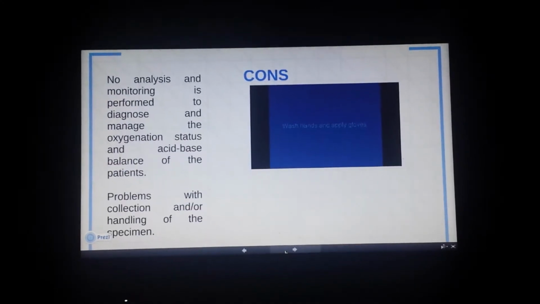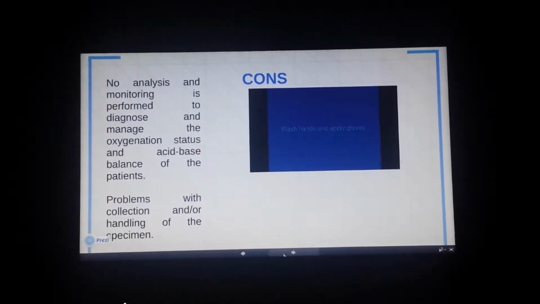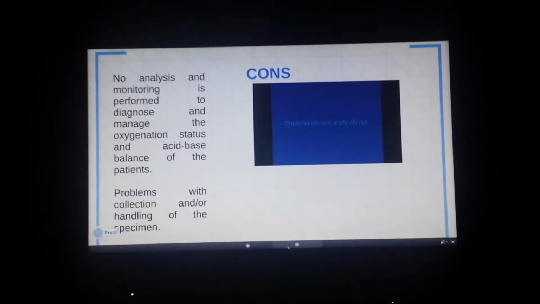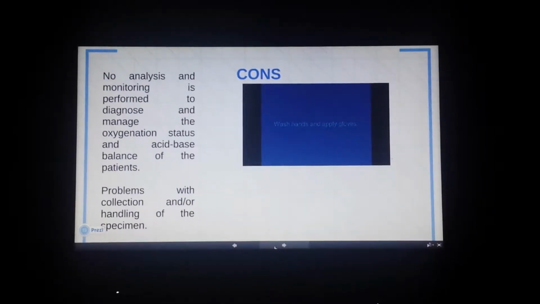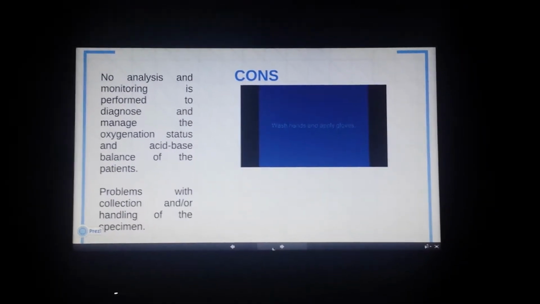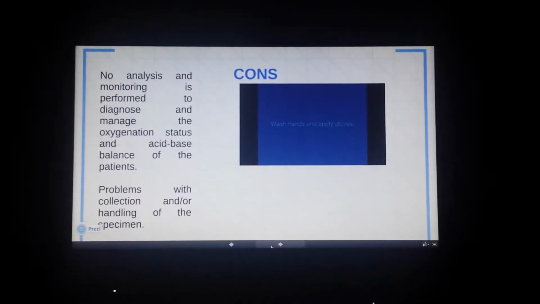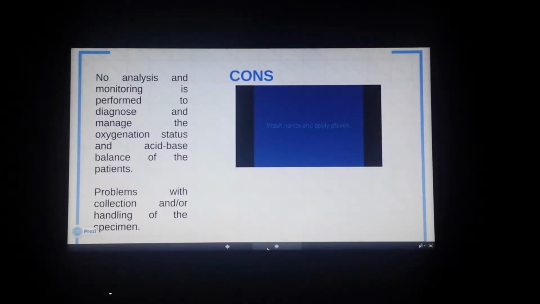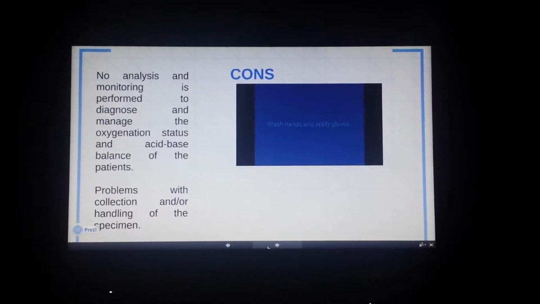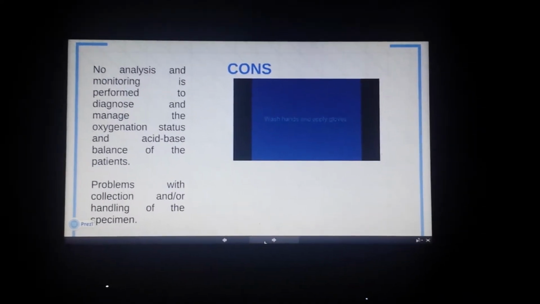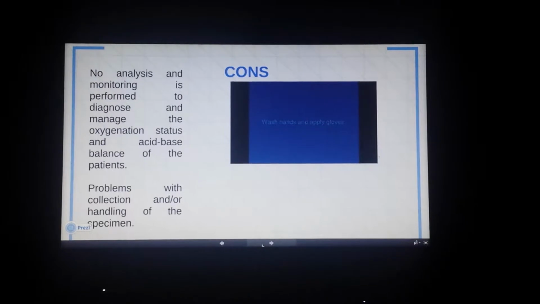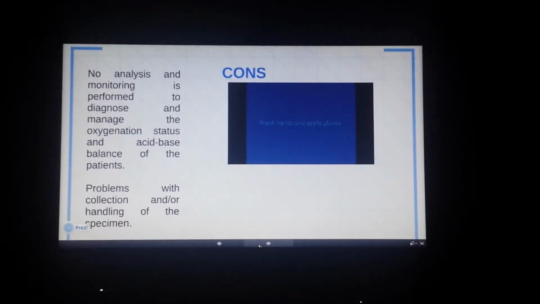Cons: no analysis and monitoring in performance to diagnose and manage the oxygen status and acid-base balance of the patient. Problems with collection and or handling of the specimen.